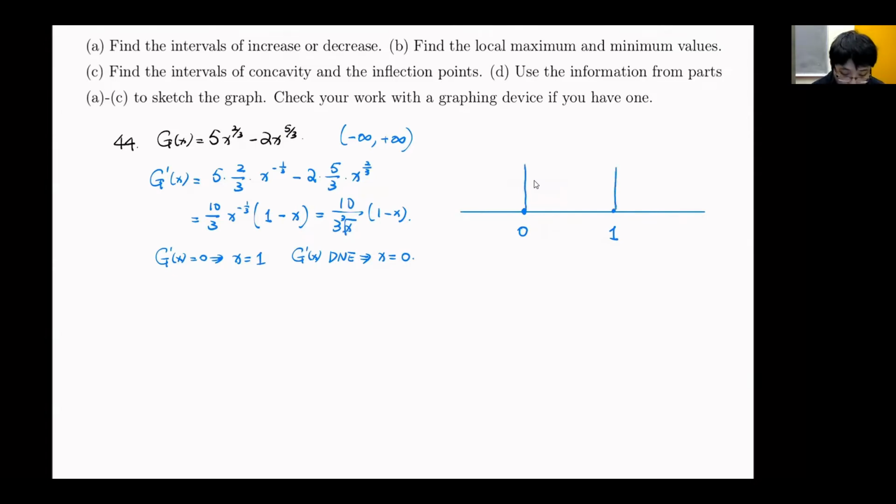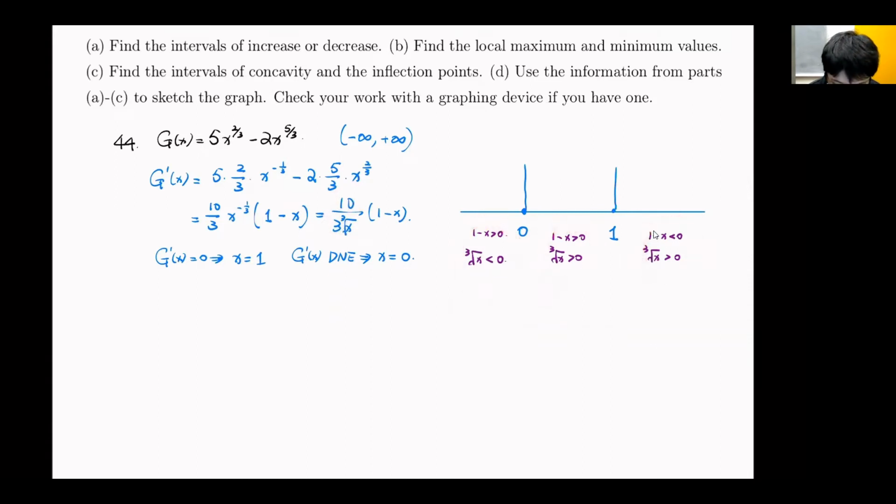Okay, so then let's again look at each factor. 1 minus x is negative when x is greater than 1, and 1 minus x is positive everywhere else. Okay, so then the cube root of x is going to be positive whenever x is greater than 0, and cube root of x is going to be negative when x is less than 0. Also notice that the 10 over 3 in the front of g prime is positive, so all we need to look at is the product of these 2 guys.